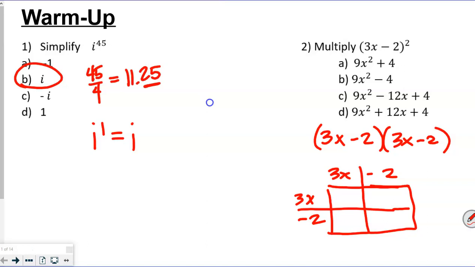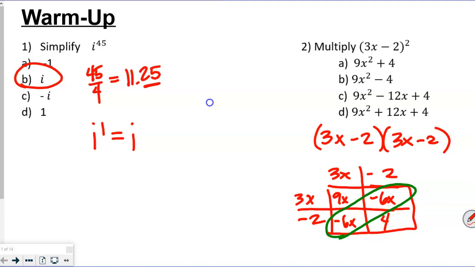Okay. So 3x times 3x is 9x squared. 3x times negative 2 is negative 6x. 3x times negative 2 is negative 6x again. And negative 2 times negative 2 is negative 4. Okay. So you should always notice that if you're using the box method and you do them in descending order, in other words, do the x to the first and then the constant, that your like terms are going to be in the diagonal. So now we're just combining the like terms.